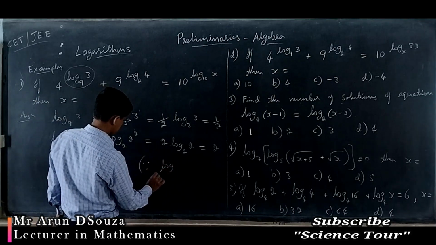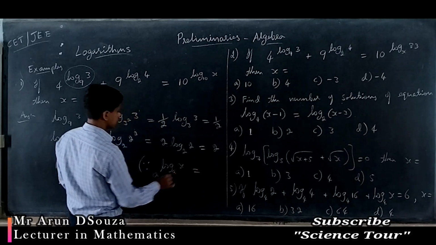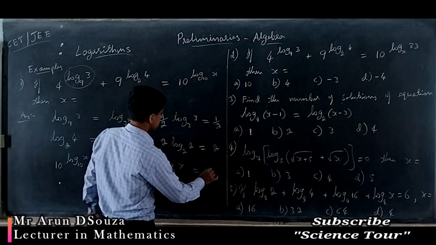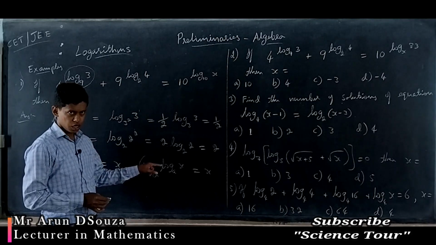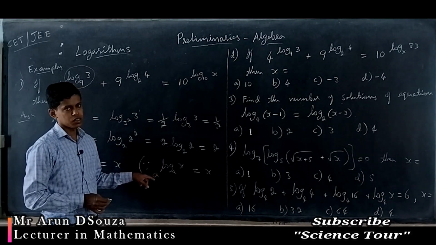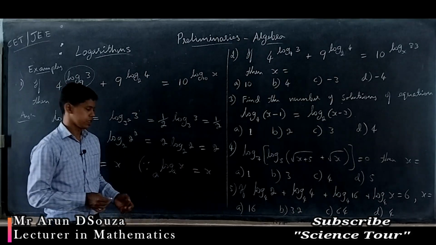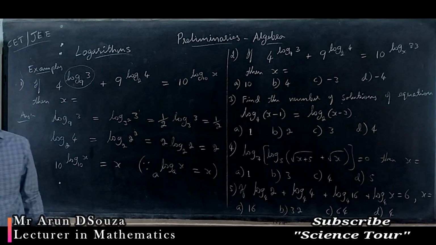Log a to the power x to the base a is x. You have the same base, so exponential and logarithm are opposite functions. What remains is only x. Alright, so please remember this property as well.